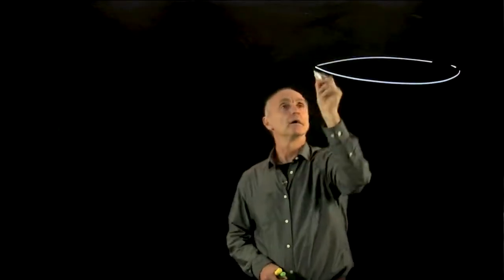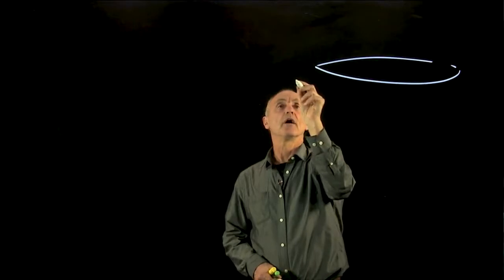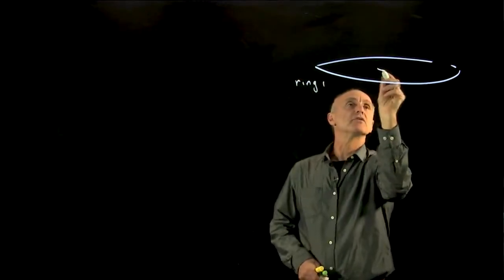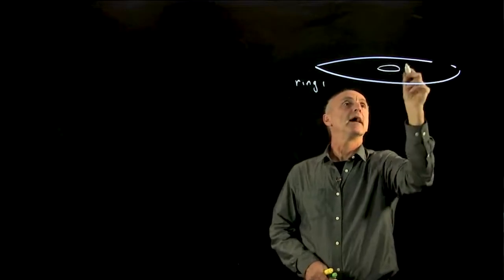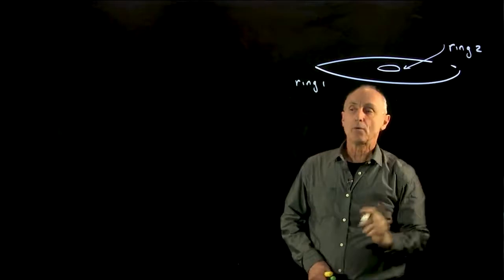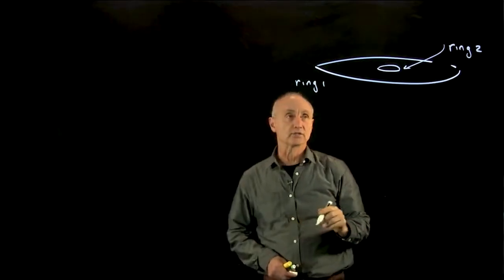Let's calculate the mutual inductance of the following system of a ring. So we're going to call this our ring 1. And inside that ring, there's a very small ring here. And this one I'm going to call ring 2. And I want to calculate the mutual inductance.